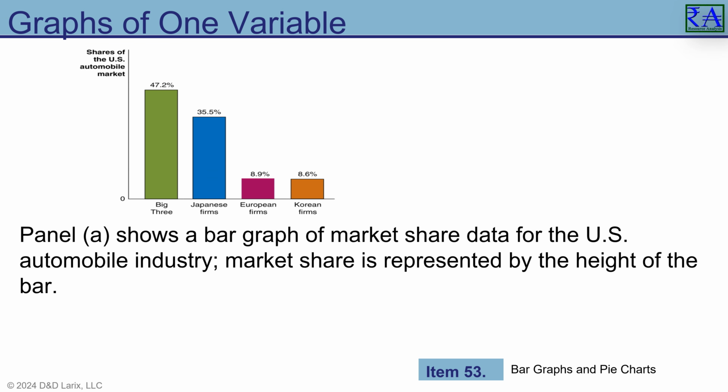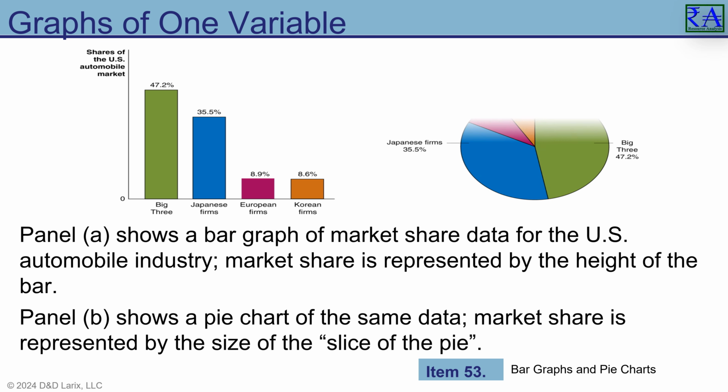Values for an economic variable are often displayed on a bar graph, or a pie chart. In this case, panel A shows market share data for the U.S. automobile industry as a bar graph, where the market share of each group of firms is represented by the height of its bar. Panel B displays the same information as a pie chart, where the market share of each group of firms is represented by the size of the slice of the pie.